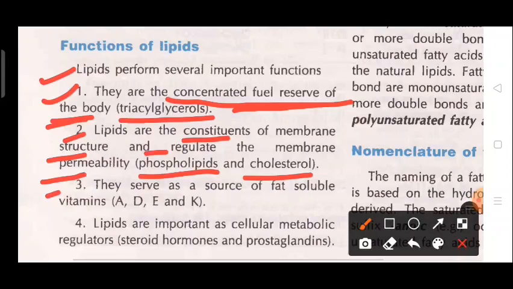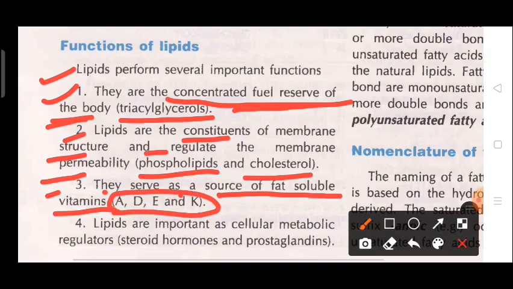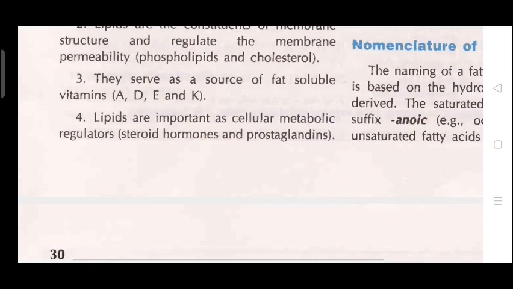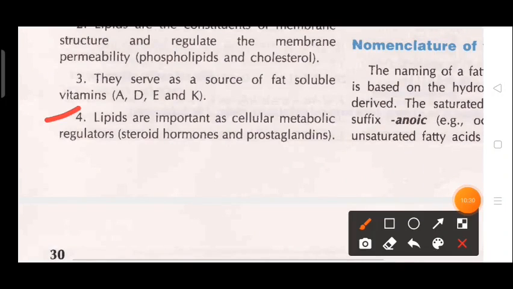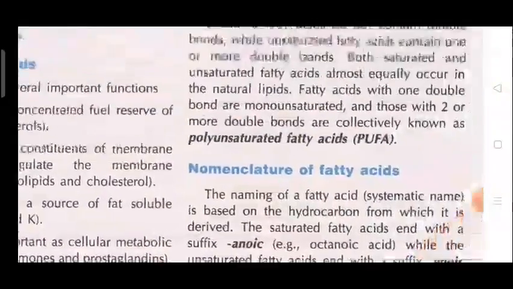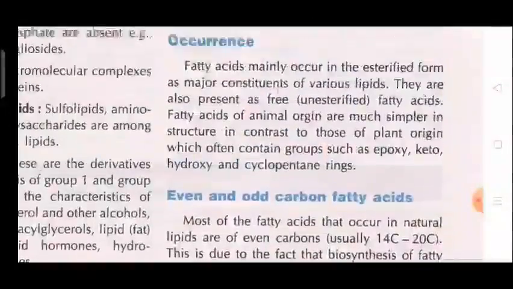The third function is that they serve as a source of fat soluble vitamins. Fat soluble vitamins are stored in these lipids. The fat soluble vitamins are A, D, E, K. The fourth function is that lipids are important as cellular metabolic regulators. Steroid hormones or prostaglandins, these are the hormones. These are very important.